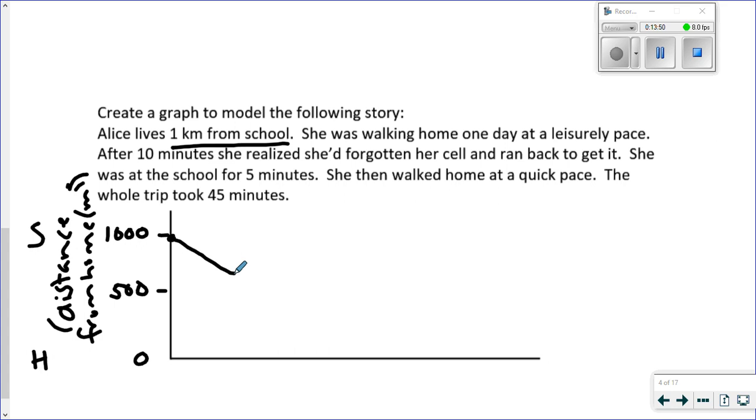And after about 10 minutes, she realizes that she's forgotten her cell and ran back to get it. So notice the steepness of my line. My running back has to be steeper. We don't know exact numbers, so we just know that it's faster, so it's got to be steeper. Whoosh, she made it back, huffing and puffing. She was at the school for 5 minutes, so we got to have a little bit of a flat area. And then she walked home at a quick pace, so it's no longer leisurely. It's steeper than the line that we had. So we know the whole trip is 45 minutes. Yes, I am kind of making up my scale to make things match.